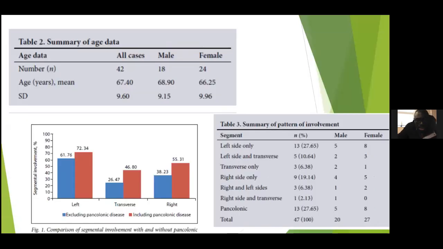They looked at the distribution as well in their study, and they found out that the left-sided diverticula seem to be more common in their own study. Excluding the pancolonic part, it's about 61.7%. But if you include the pancolonic involving the left side, it goes up to as high as 72.34%. If you compare that to the right side, you'll see that the left side is commonly affected, which is almost the same thing as what happens globally as well.